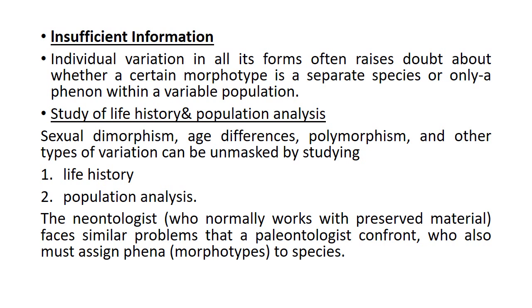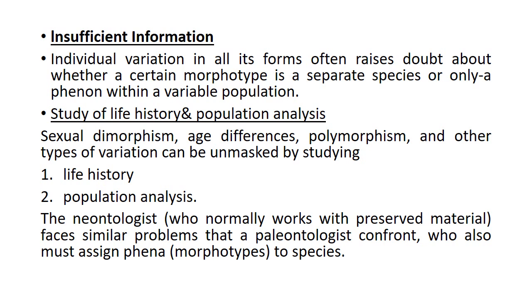Insufficient information. Individual variation in all its forms often raises doubt about whether a certain morphotype is a separate species or only a phenon within a variable population. As we have previously discussed, a phenon refers to the phenotype of an individual within a population. So there might be different phena of a species within the same population.